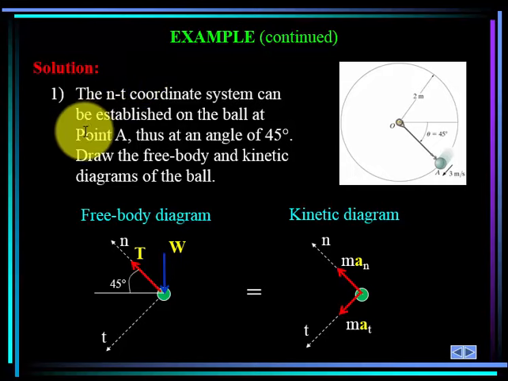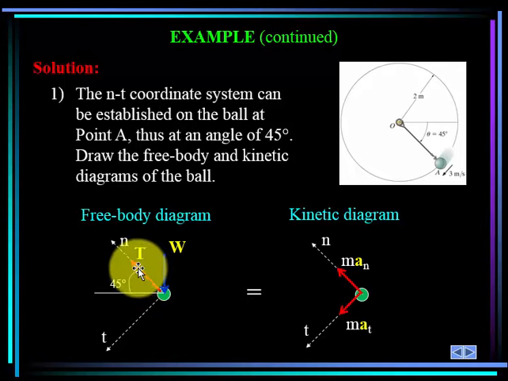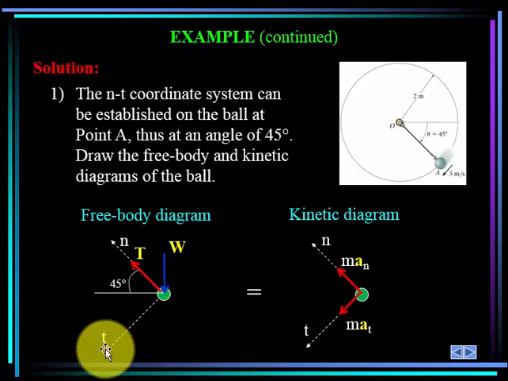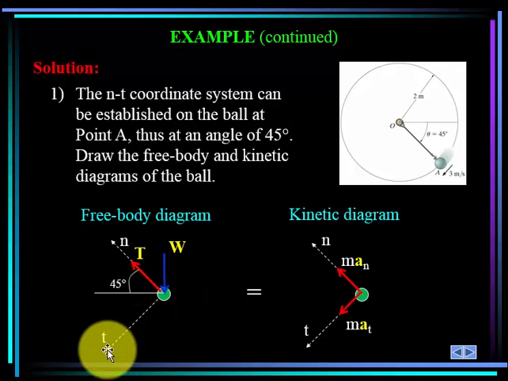And so we draw our free body diagram. Here is our particle. Our weight is acting straight down. Our rope tension is acting inward toward the center of the circle. Notice we have our normal unit vector pointing in the correct direction toward the center of the circle. We have our tangent unit vector pointing tangent to the path and in the direction that the particle is moving.